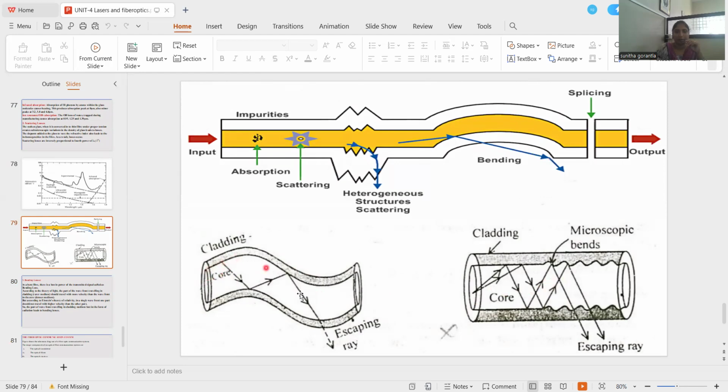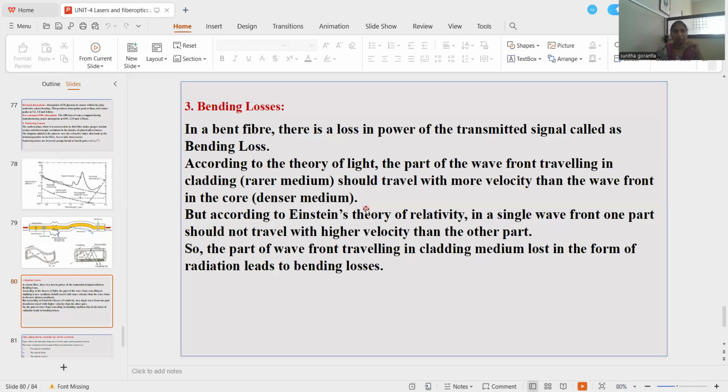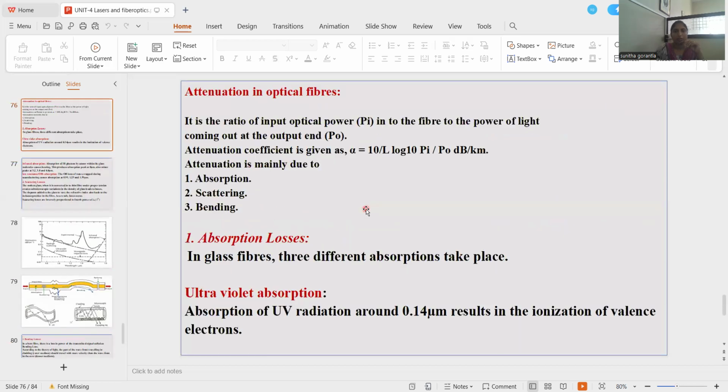When the fiber is bent, the light does not participate in total internal reflection and escapes from the fiber. This is the escaping ray. Same here, this is a microscopic bend. Here also the light does not participate in total internal reflection and escapes from the fiber. This is about the causes of attenuation: absorption, scattering, and bending.